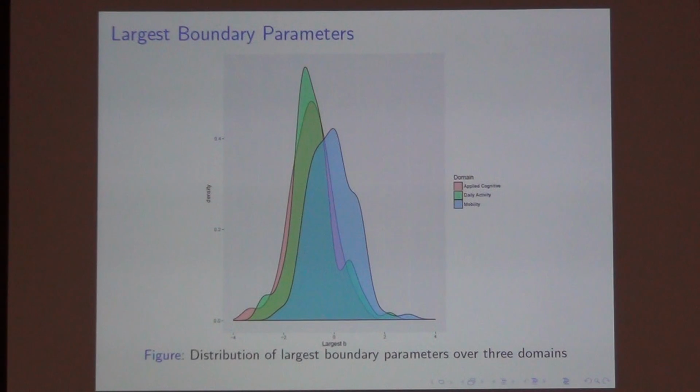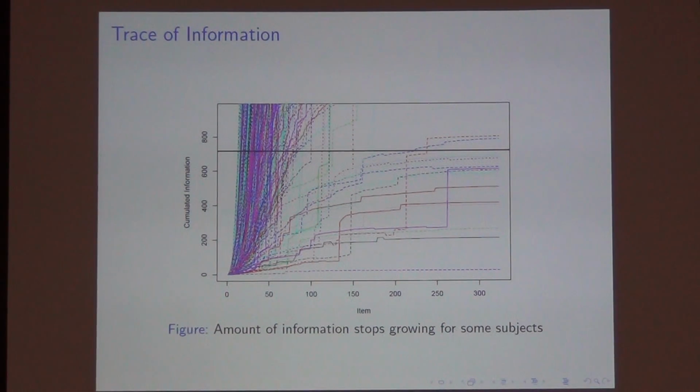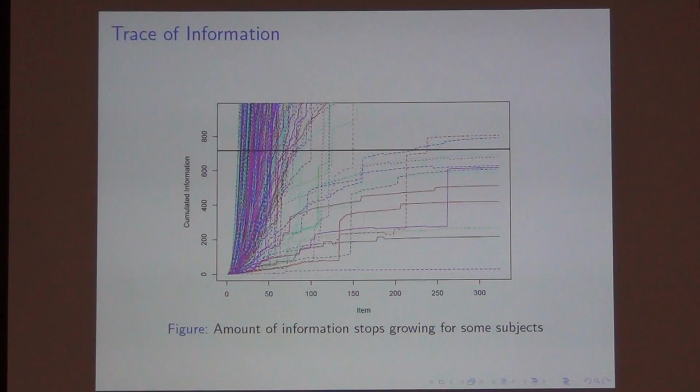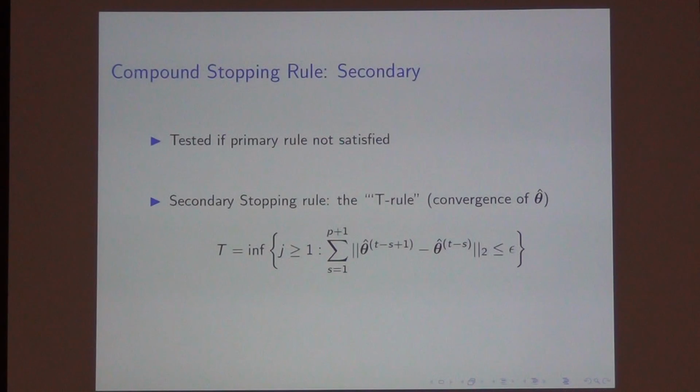So do we stop them all at the maximum test length? From the previous plot, we can see that the information for some of them is still growing, but for some, it stopped growing at a very early stage. So what is the point of giving all of them the maximum test? So that's why we use this secondary rule of theta convergence. We call it the T rule.